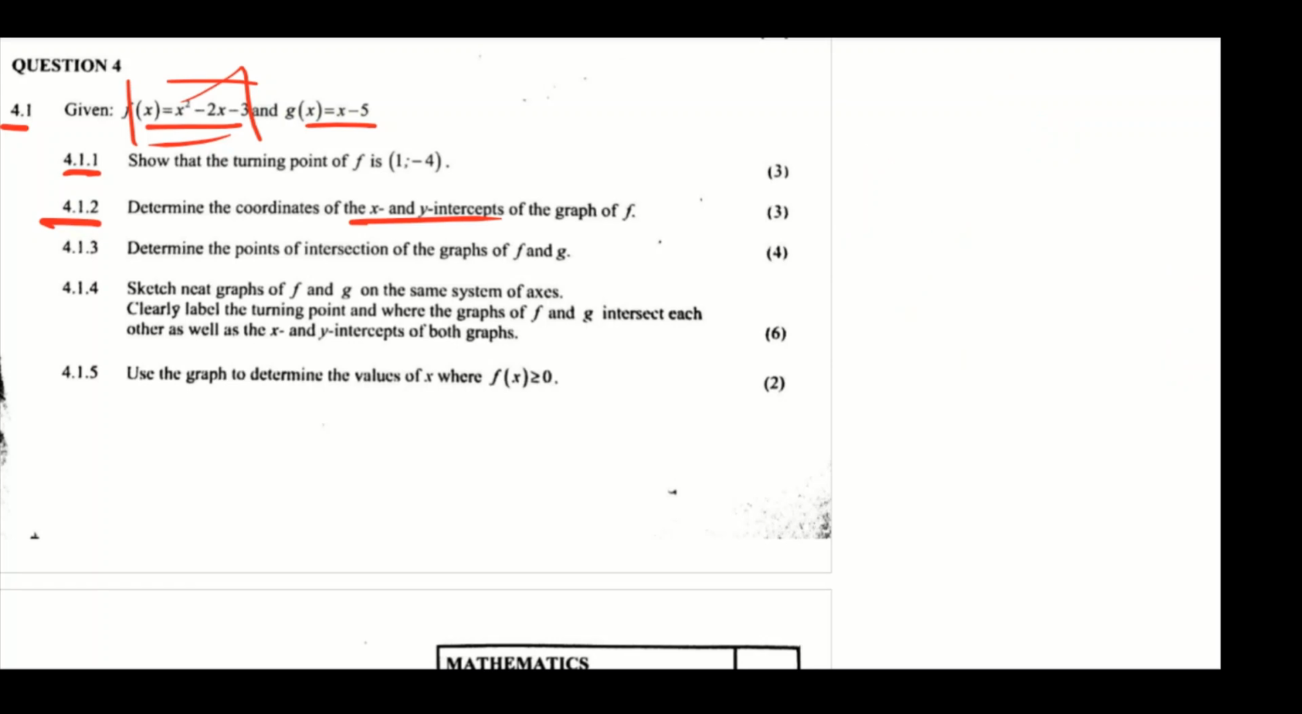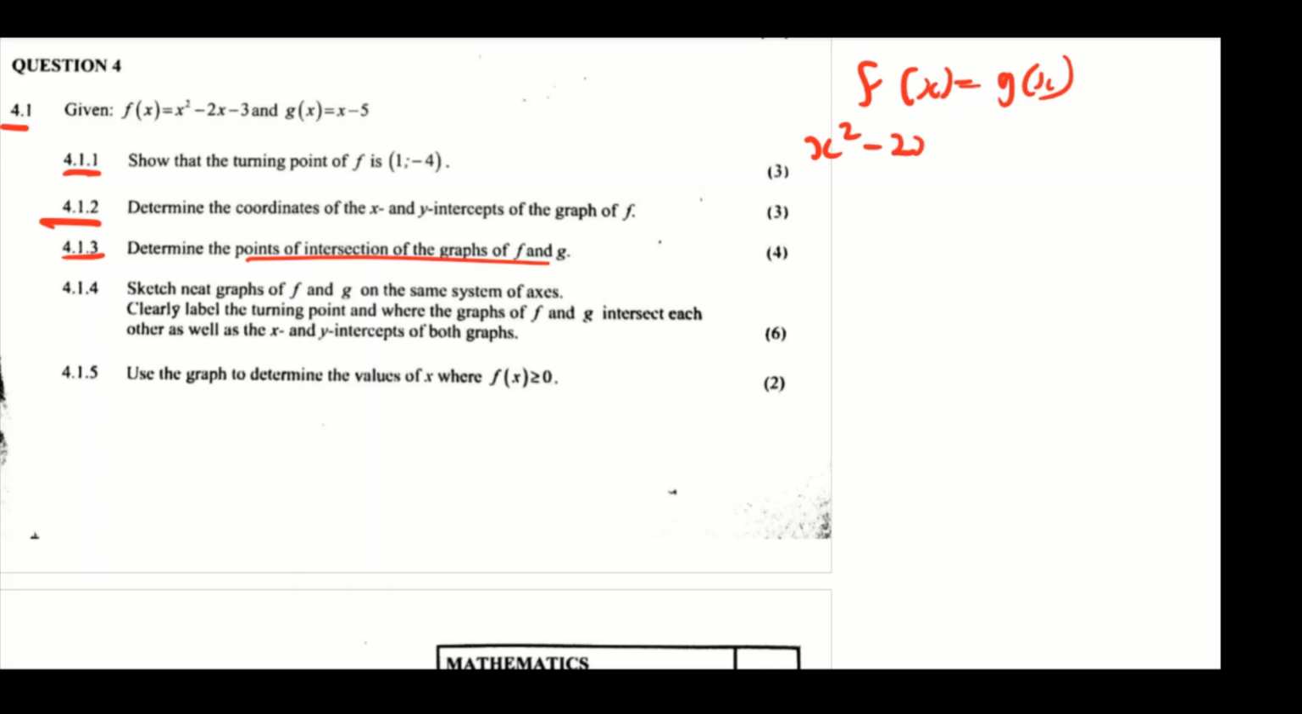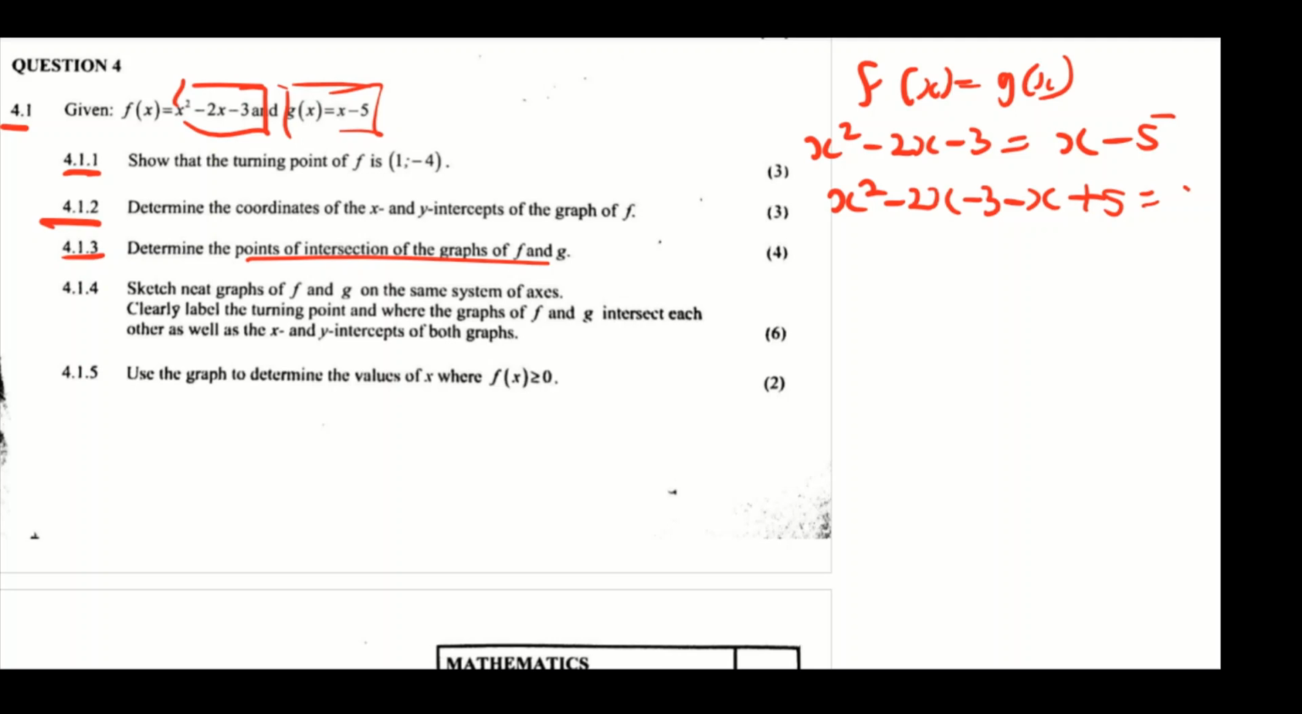So now you're going to get down to 4.1.3. What we have in 4.1.3 is determine the point of intersection, where they meet, where they touch. So you're just going to say f of x is equal to g of x. Equate them both, and then you say x squared minus 2x minus 3 equals x minus 5. So you're just writing this equation here and also this one here. And then you transpose to find the values: x squared minus 2x minus 3 minus x plus 5 equals 0. You collect the like terms, so it's x squared minus 3x plus 2 is equal to 0.